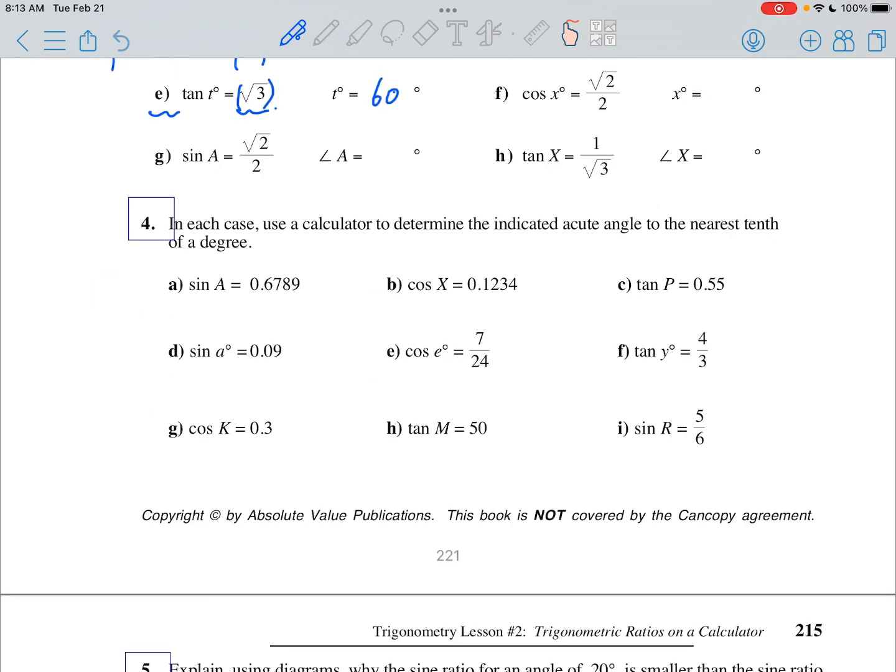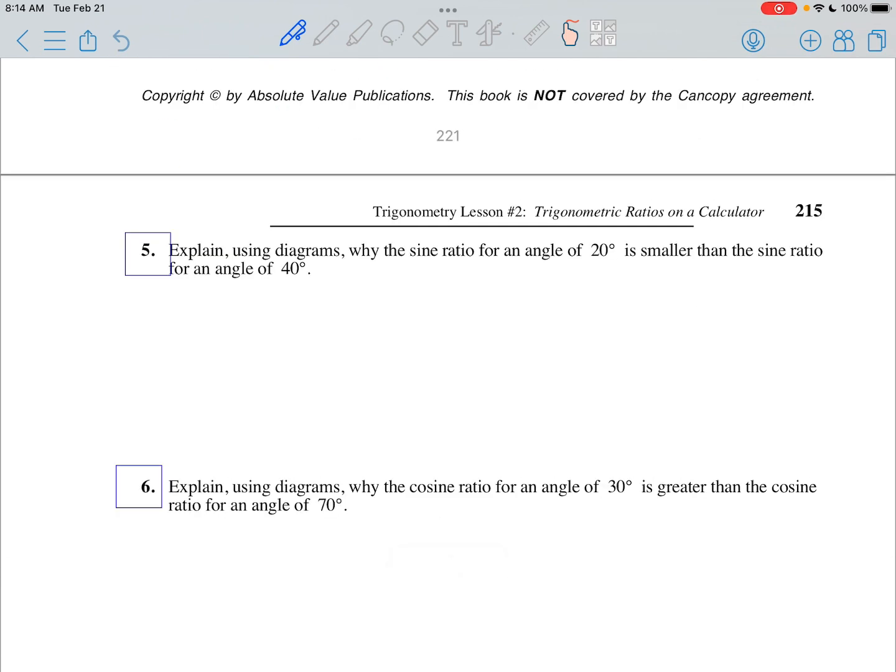And then number 4, the same thing, but this one you need the tenth of a degree. Okay, number 5, explain using diagrams why the sine ratio for an angle of 20 degrees is smaller than the sine ratio for an angle of 40 degrees. For here, we just set up triangles with the same hypotenuse, for example, this is 20 and this is 40.